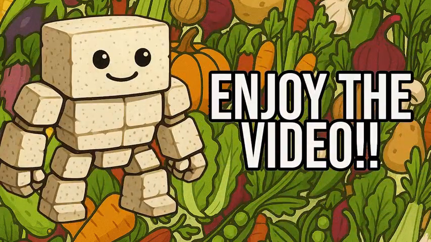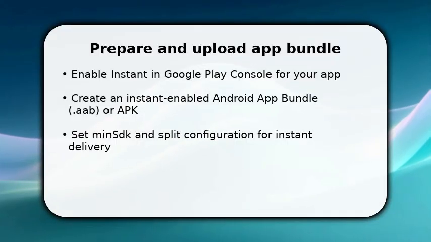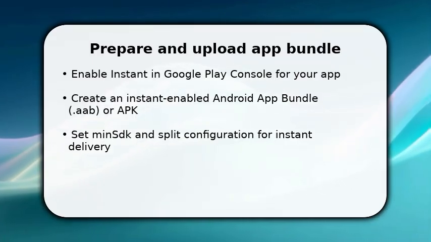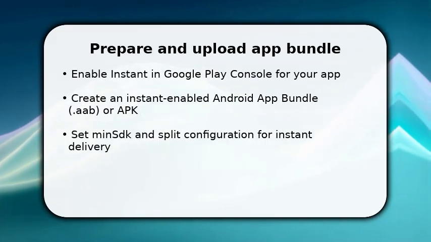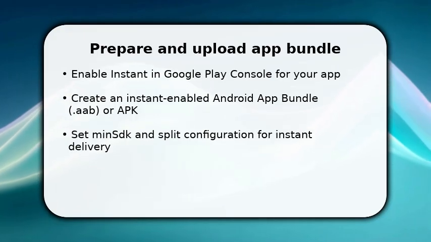Please enjoy the video. You start by preparing an instant-capable build and a Play console entry. First, enable the instant toggle for your app and confirm the package name. Then produce an Android app bundle configured for instant delivery.